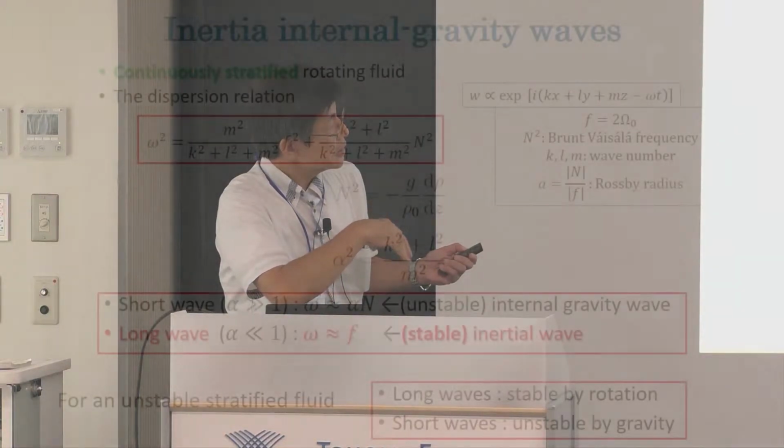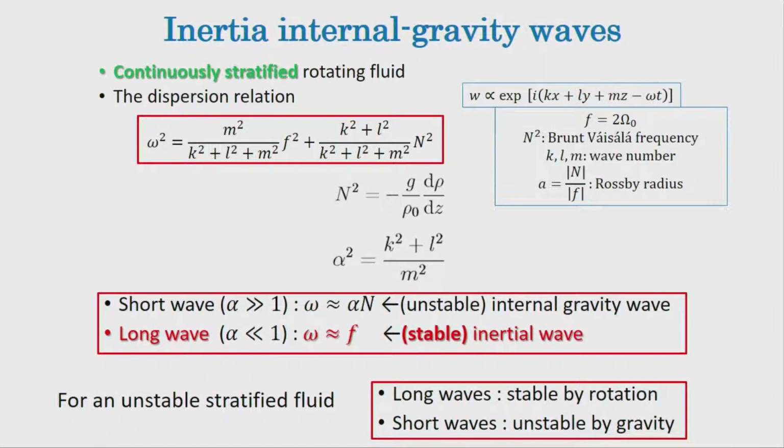This is just the dispersion relation of the infinitesimal wave given for continuously stratified fluids. N squared is the Brunt-Väisälä frequency, and N squared positive means density decreases upwards and is stable. And f is rotation speed. Without this term, when N squared is negative, it means heavy fluid is on top of light fluid. This is negative, and instabilities occur.